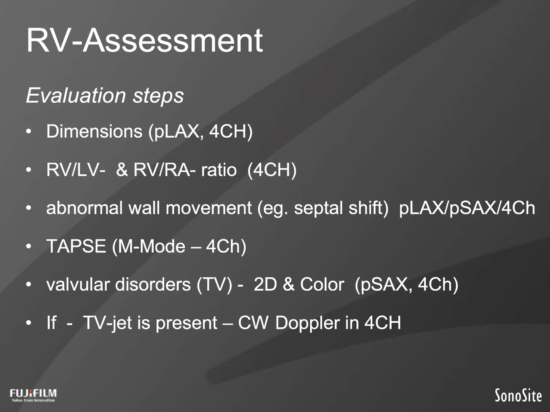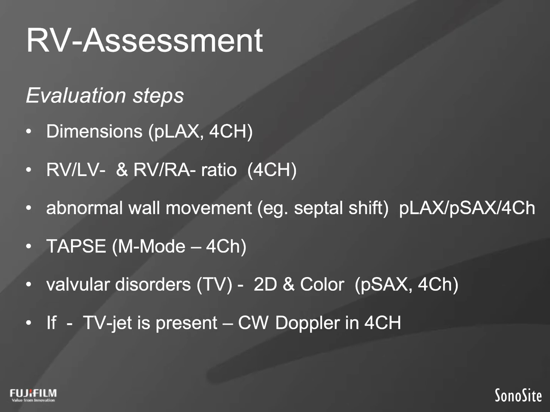For right ventricular assessment, we begin with B mode. You have to have a look at dimensions, for example in the parasternal long axis view as well as in the four-chamber view. Then step over to evaluate the right ventricular and left ventricular ratio, as well as the right ventricular and right atrial ratio, for example in the four-chamber view. Keep an eye on abnormal wall movement, indicating, for example, a septal shift, which indicates right heart stress.